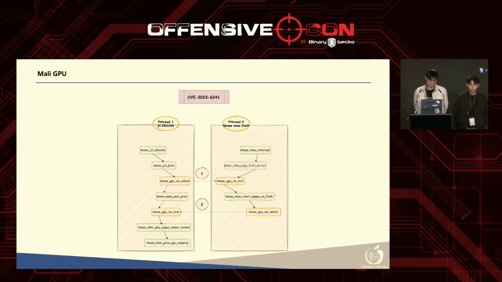The next one is CVE-2023-6241. In this one, it has a race between the JET allocation and the kbase MMU fault. The kbase MMU fault, I think, is in the GPU command mode, and it is also an easy race because it has the GPU VM lock, which increases the race rate.